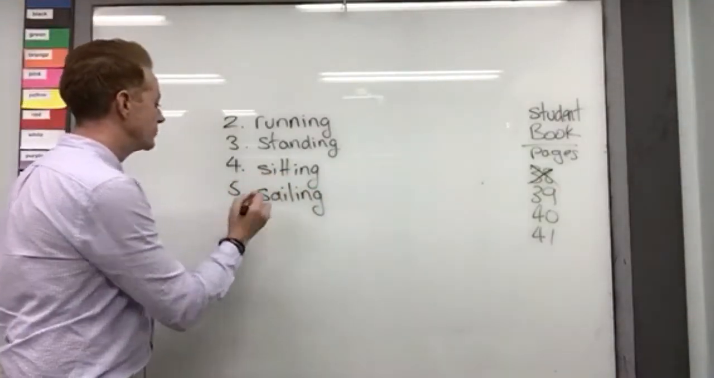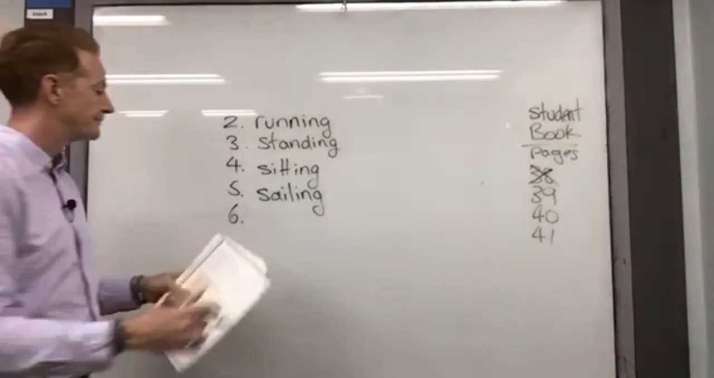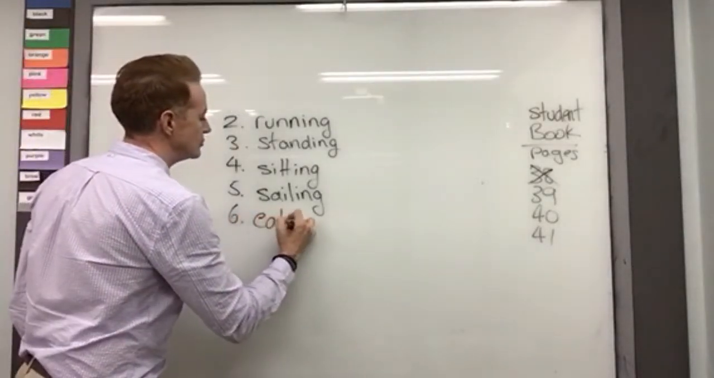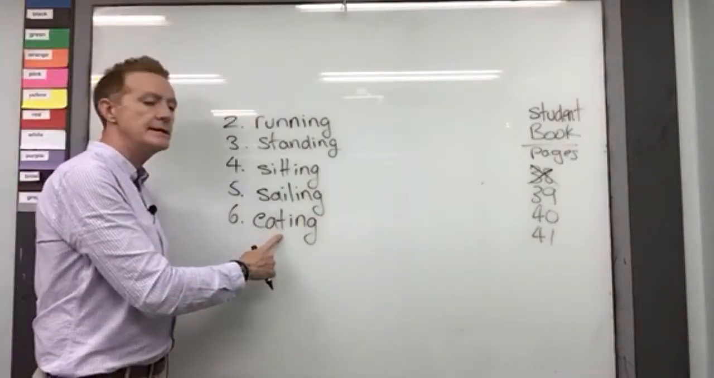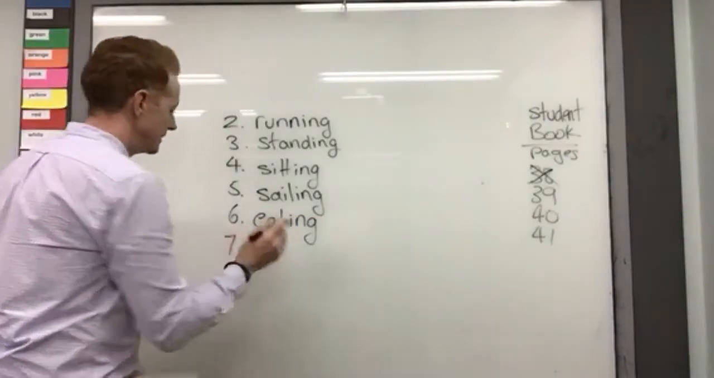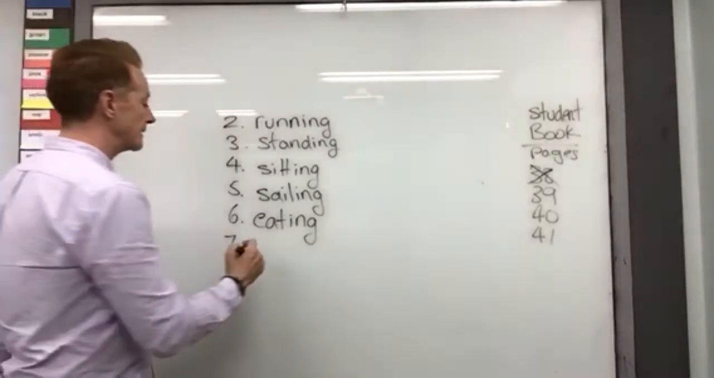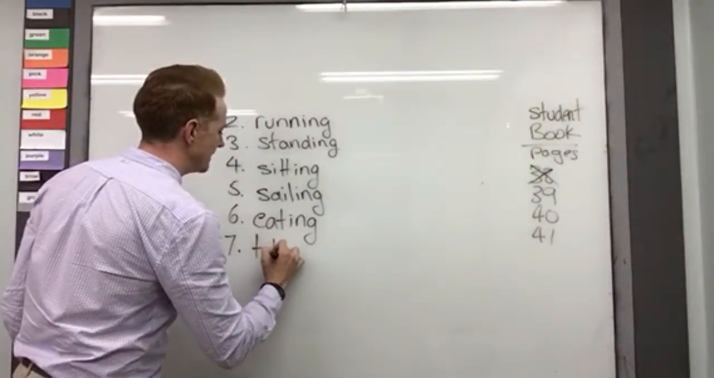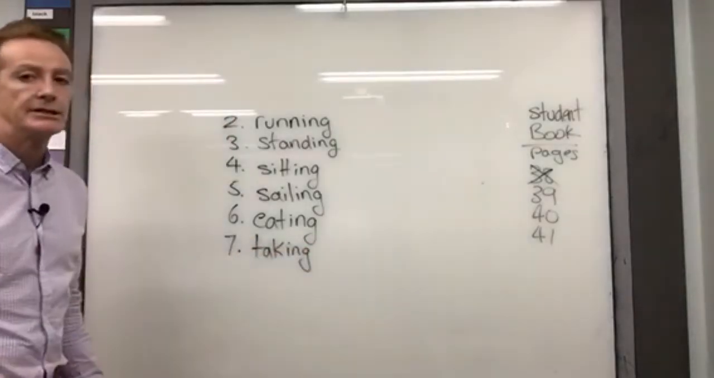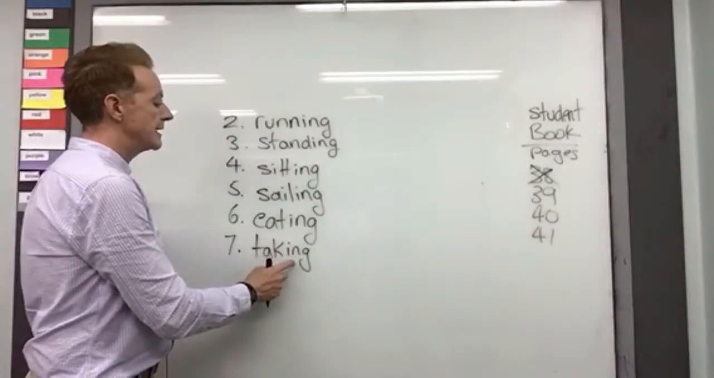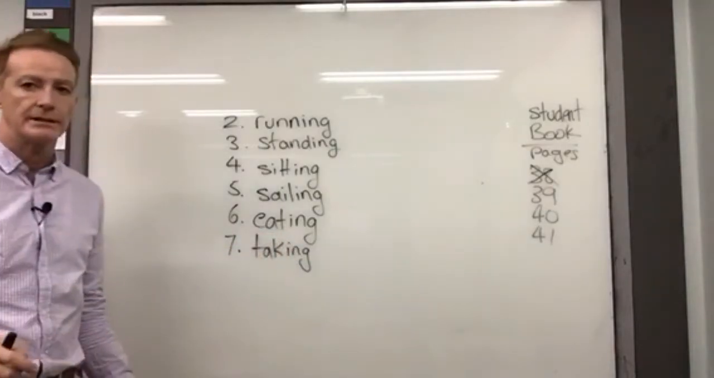Number 6 is eat. So eating, you just add ing. Just 1 T, E-A-T-I-N-G. Number 7, taking. Now this one you have to drop the E. So no E, ing. T-A-K-I-N-G. I am taking something.